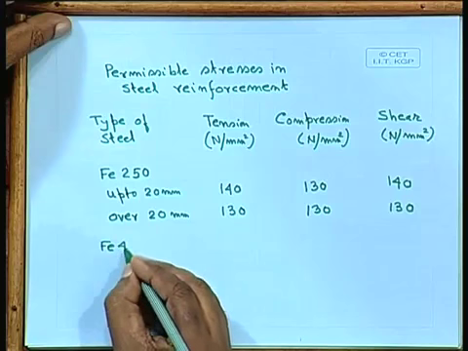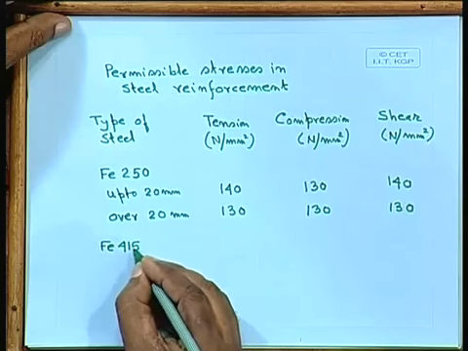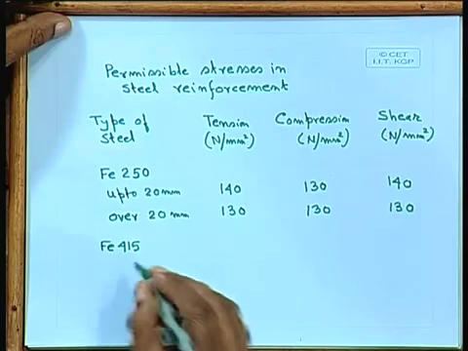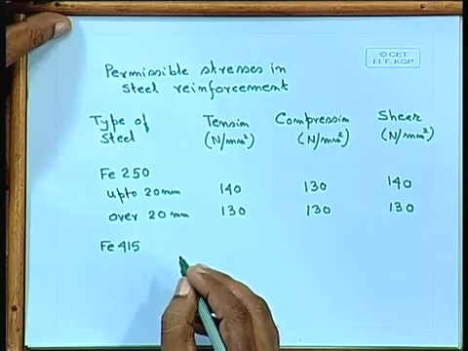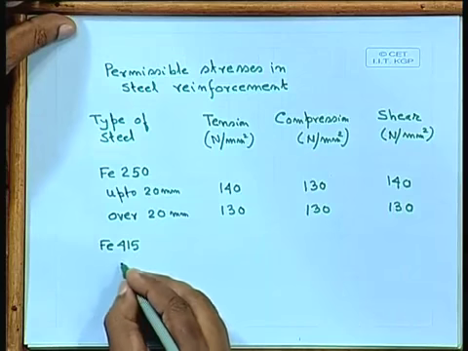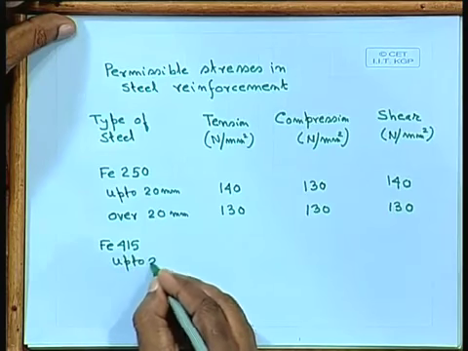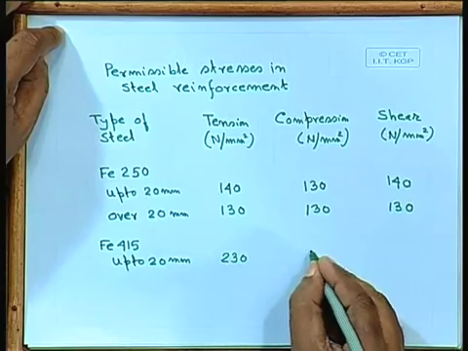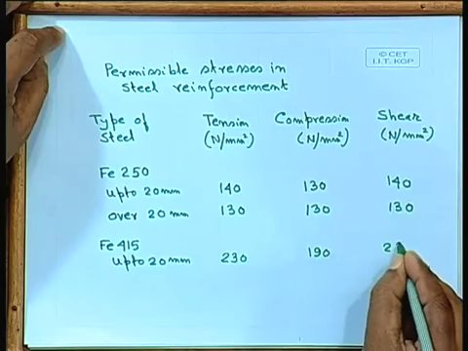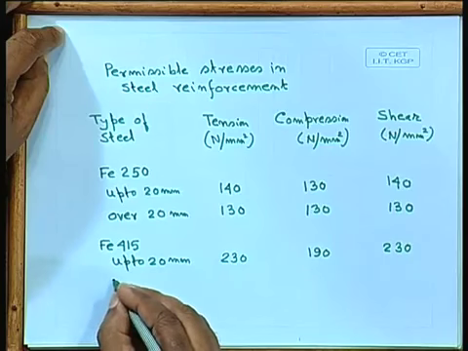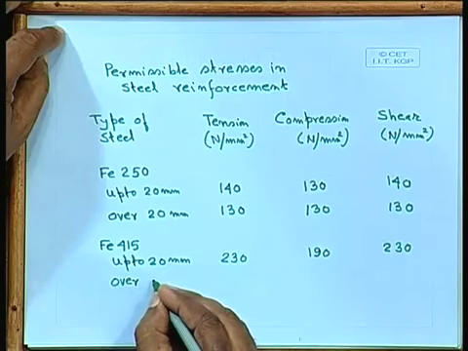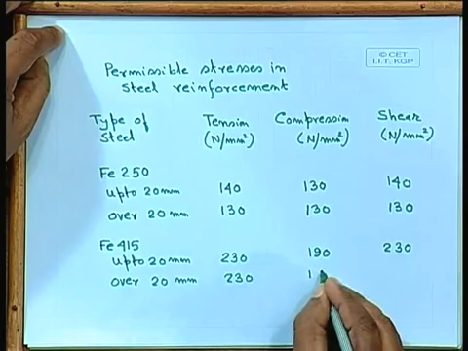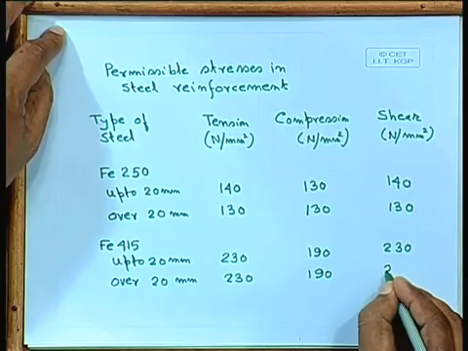Fe 415, high yield strength deformed bar, HYSD, up to 20 millimeter, it is 230, 190, 230. Over 20 millimeter, 230, 190, 230.